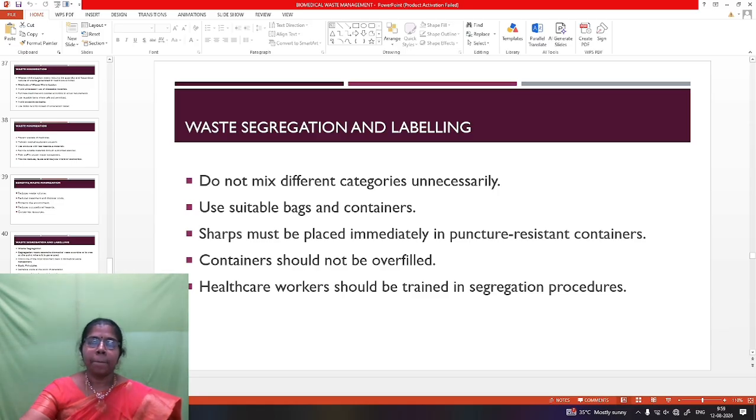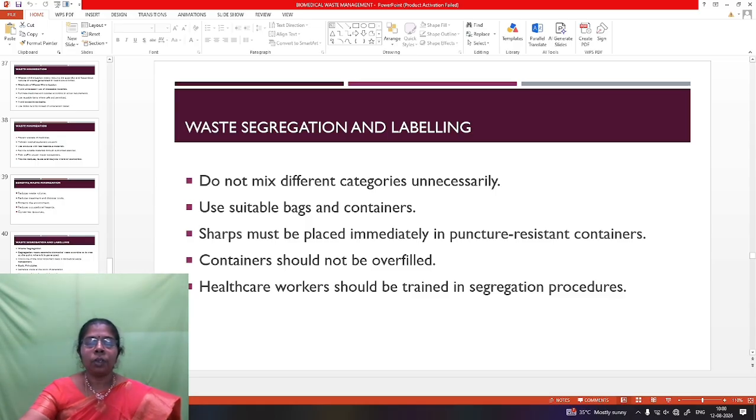The dustbins are there now in different colors. In that we have to use suitable bags. So when three-fourths of the bag is filled, it is ready to take or transport the waste to the other side.